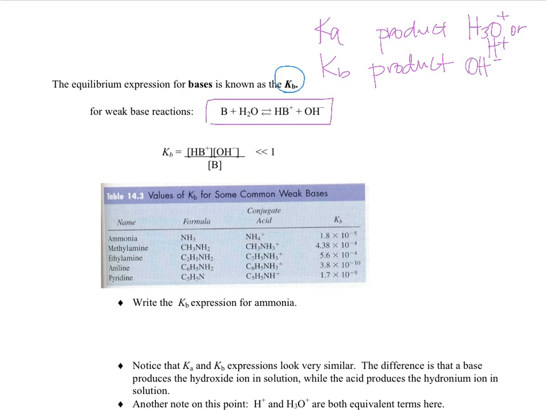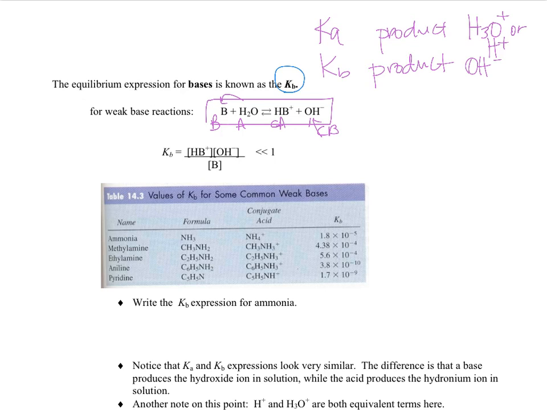So notice that the base takes one of the hydrogens. We talked about this before in Bronsted-Lowry, leaving the HB plus or that conjugate. So here's my base. Then this is my conjugate acid that's weak, and the hydroxide, which is obviously your base. Comparing those, your conjugate base is going to be a little bit stronger. And water in this case is acting as an acid because it's donating.